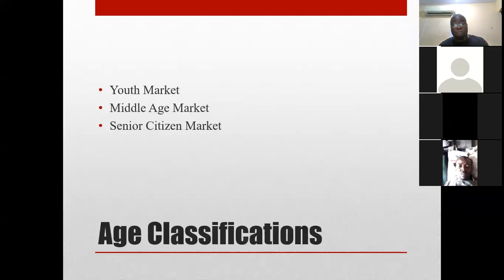In my own school of thought, there are four, but this is what your module says, so let's stick to that. Because the fourth one for me is the baby market, because the baby market is quite distinct from the youth market. You understand, in my opinion. But since this is what the module says, let's go with it.